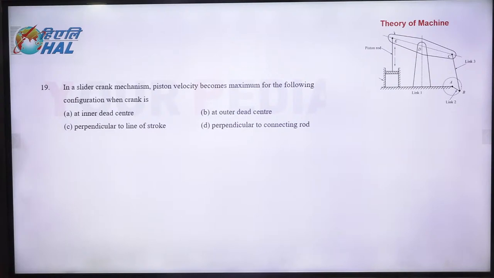Okay, now in slider crank mechanism, piston velocity becomes maximum for which of the following configurations? When the crank is where? Okay, so what is the answer for this?